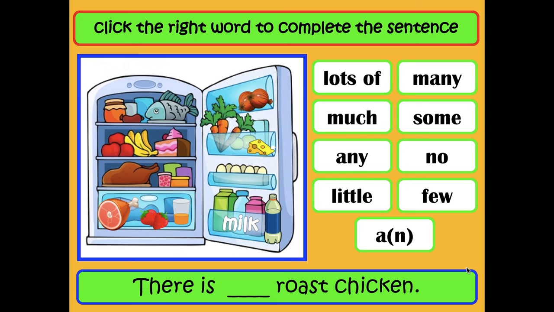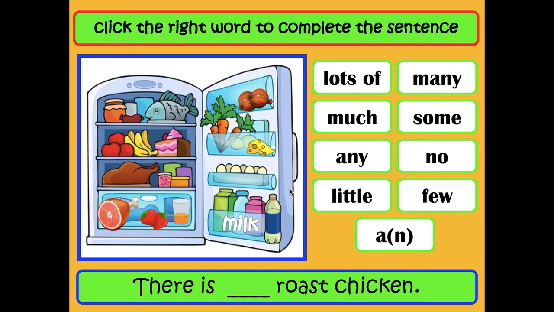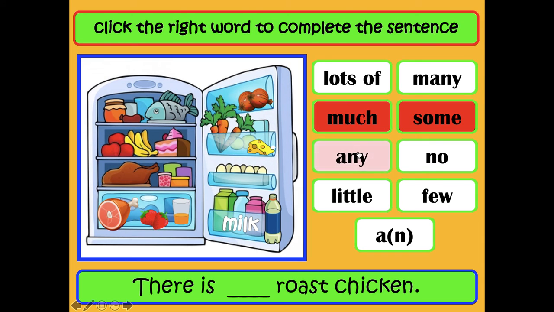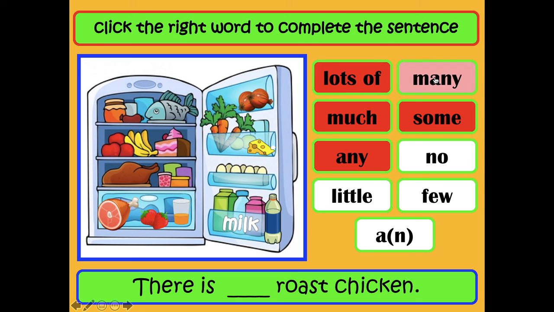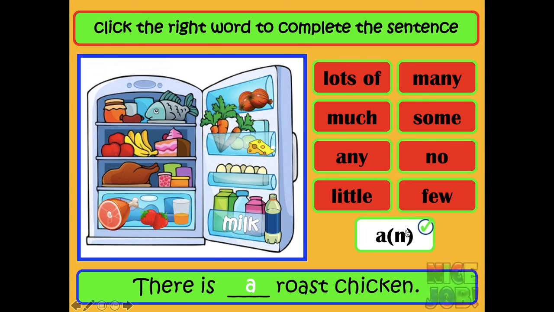There is roast chicken. We are using there is some roast chicken, much, no, any, or a lot of, no, many, no, few, no, a little, there is none. There is a roast chicken.